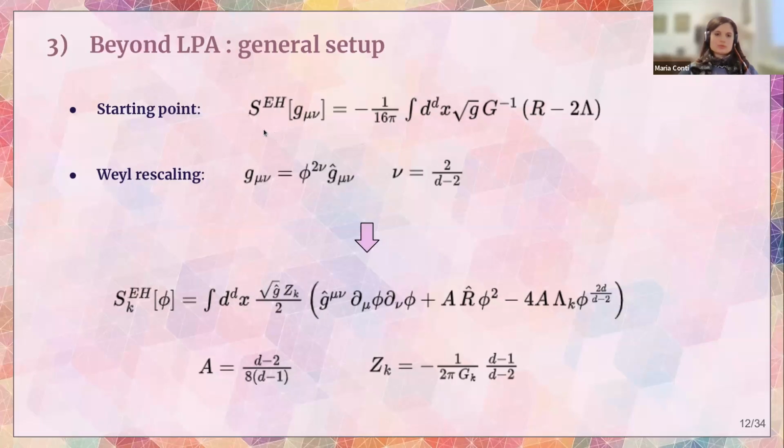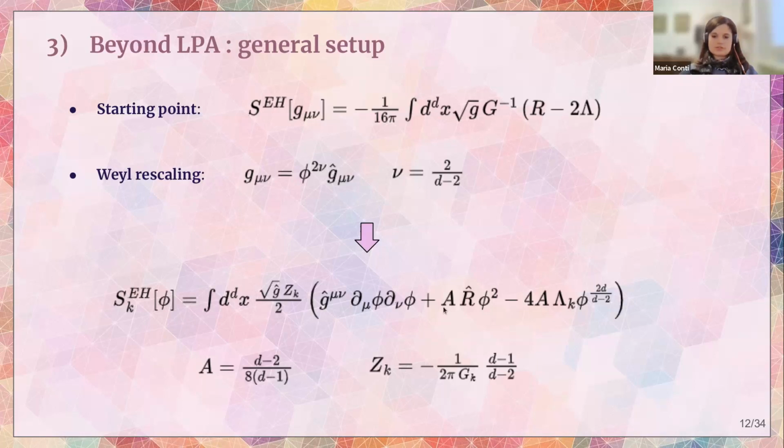So what would one do usually? Well, you can start with this action, you perform your binary scaling, where this parameter nu here is usually chosen as 2 over d minus 2. This is very standard procedure. You do this, and you end up with your conformally reduced effective action, which looks like so.